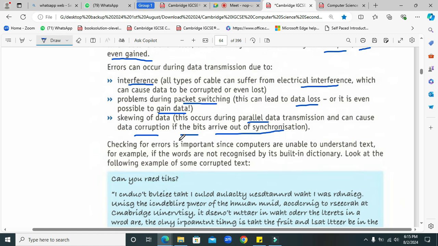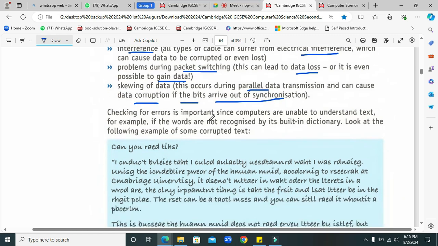Okay, now checking for errors is important since computers are unable to understand text. Why are error checking methods important? Because computers don't make sense of text, for example if the words are not recognized by its built-in dictionary. The computer has its own built-in dictionary.